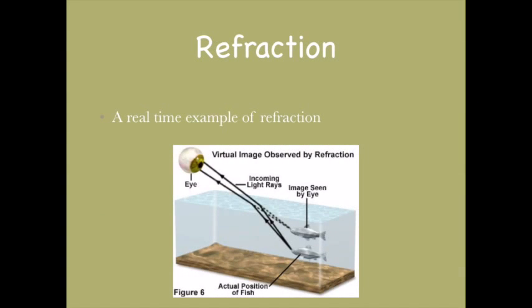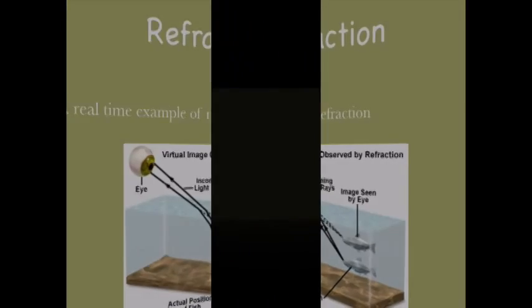So now I will be giving you a real-time example of refraction. Have a look at the diagram below. In this diagram, you see that the image of the fish will be seen a bit above its actual position. The reason for this is refraction. Now let's learn why this happens.